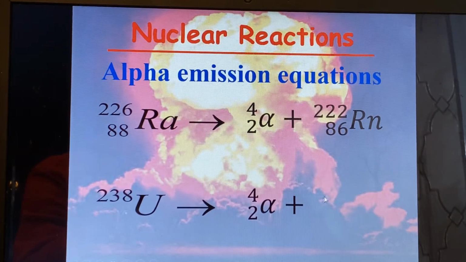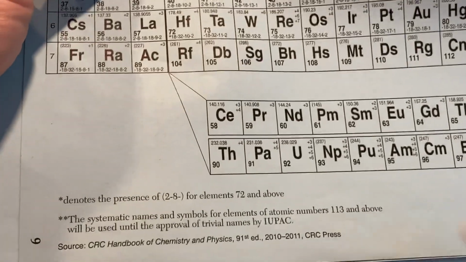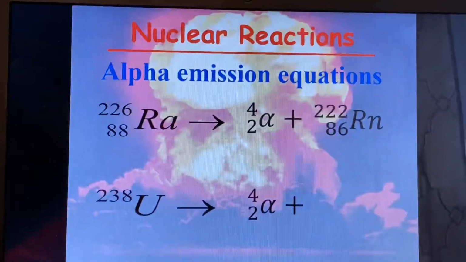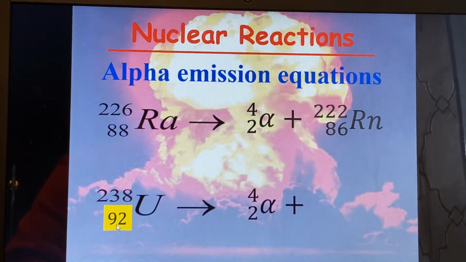All right, but we do need that number. What we need to figure out is the number for uranium. Where do you find the number for uranium? You look on your periodic table. Uranium is down here. Uranium is number 92. So the missing atomic number is 92.